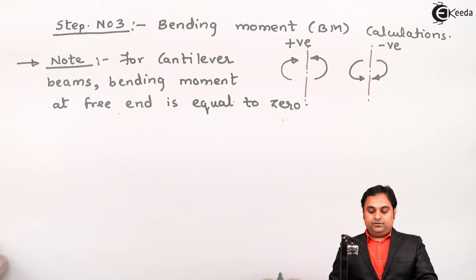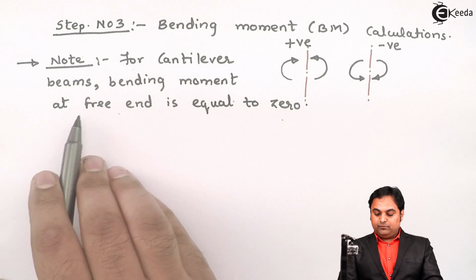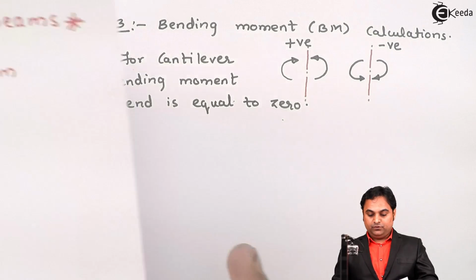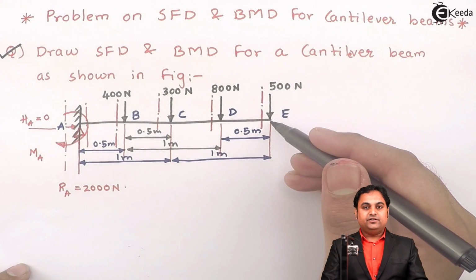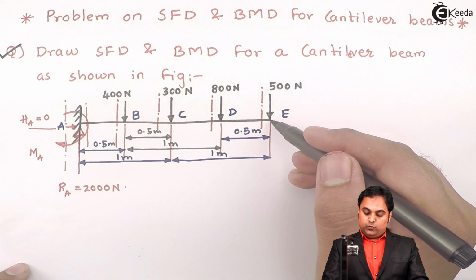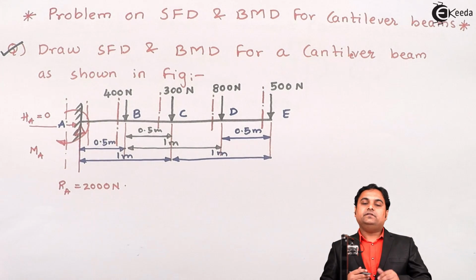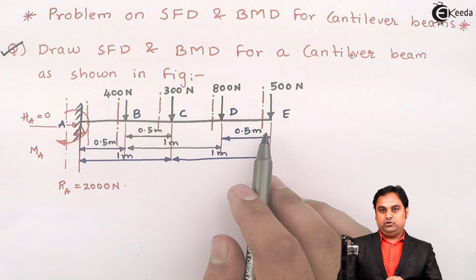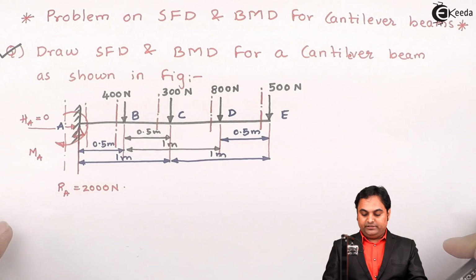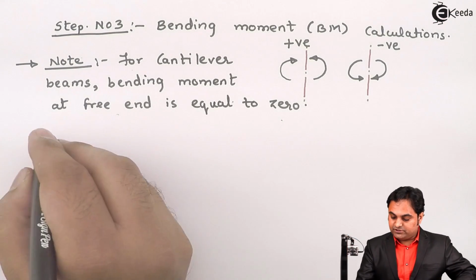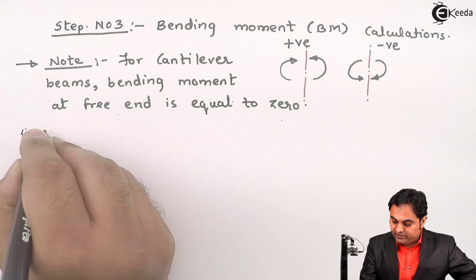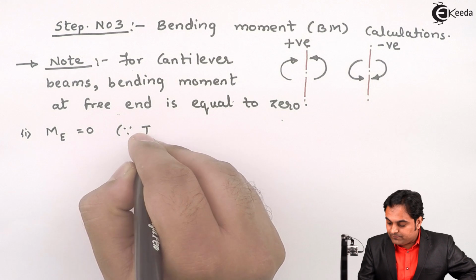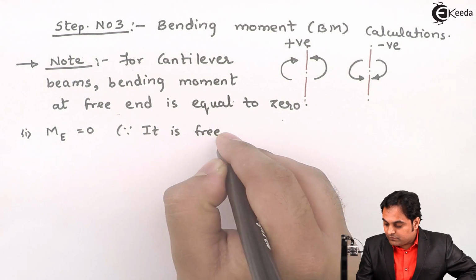So here, as I have written, for cantilever beams, bending moment at free end is equal to 0, because when the load is acting at the free end, this point E will bend. So if it is bending, there is no reaction bending moment at point E. So that is why the moment at E is equal to 0. Now I will calculate the moment at point D. So first I will write down moment at E is equal to 0, since it is free end.